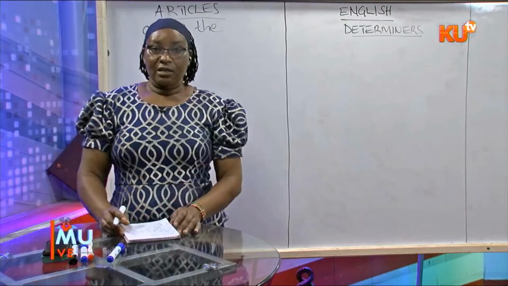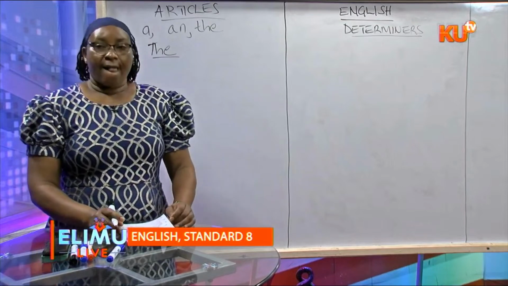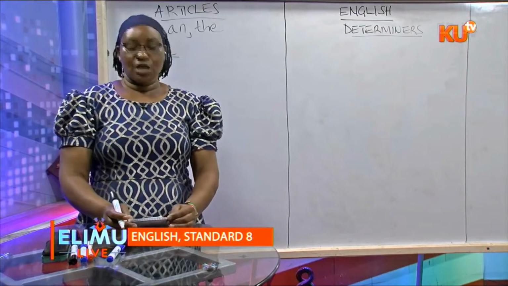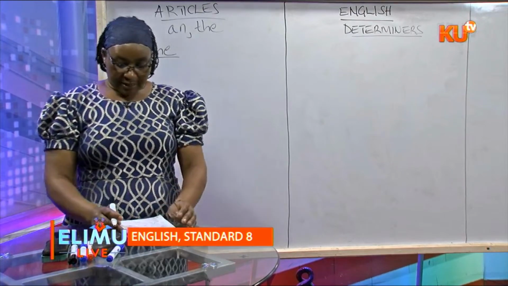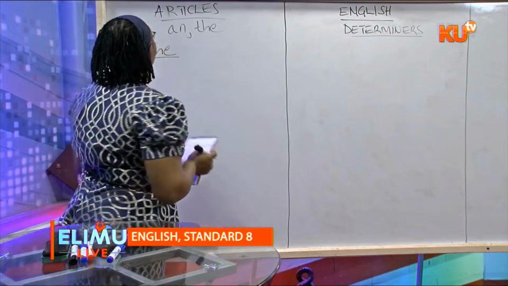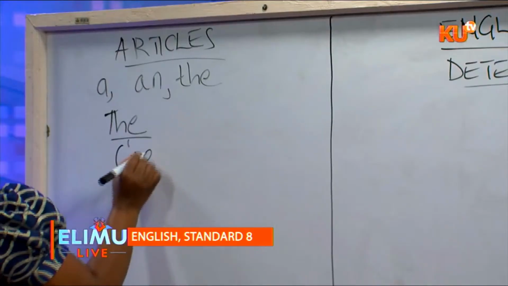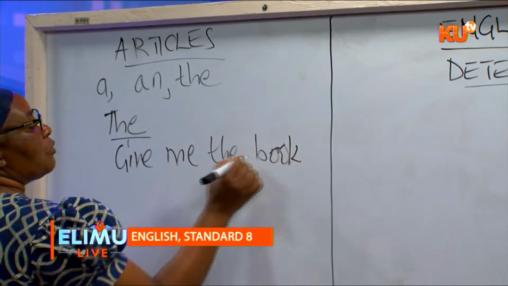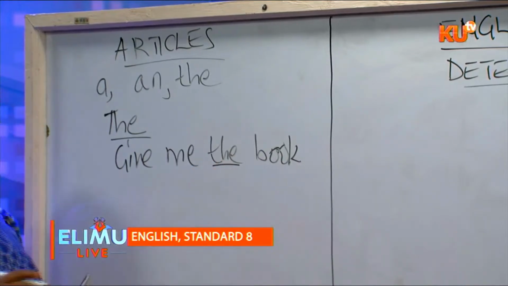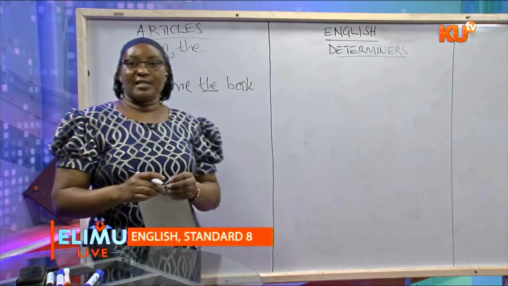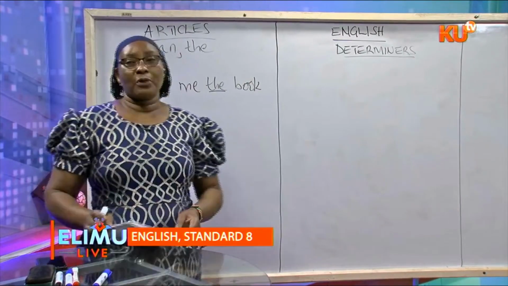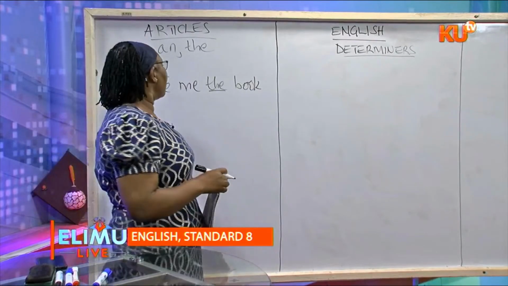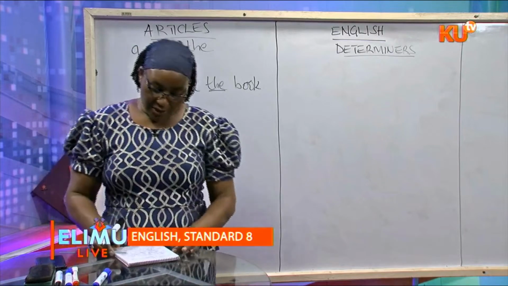There is a determiner or an article that limits a noun to one which is already known. For example, when we say, give me the book, it is about a specific book which is well known by the person who is asking for the book and the person who is being told to give the book.